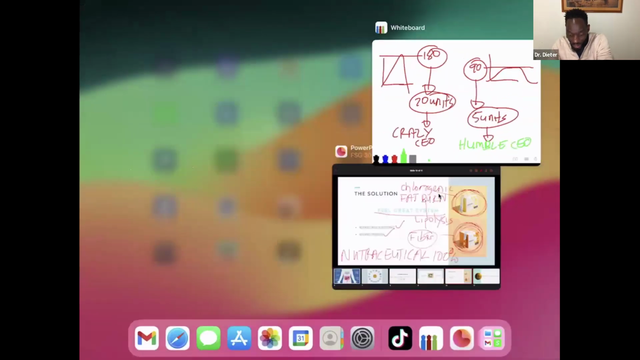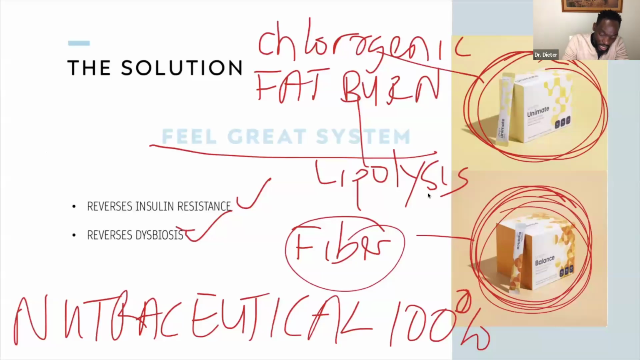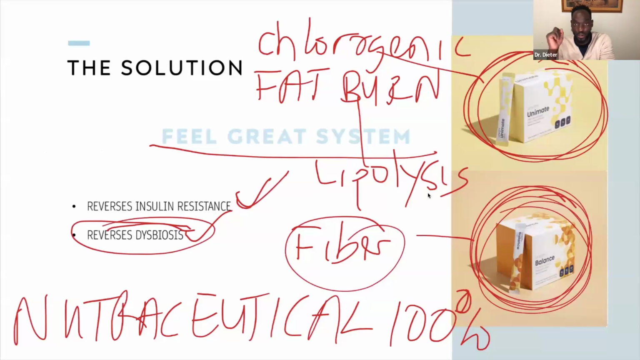The last thing that fiber does is that fiber helps to reverse insulin resistance, but fiber is food to the microbiome.